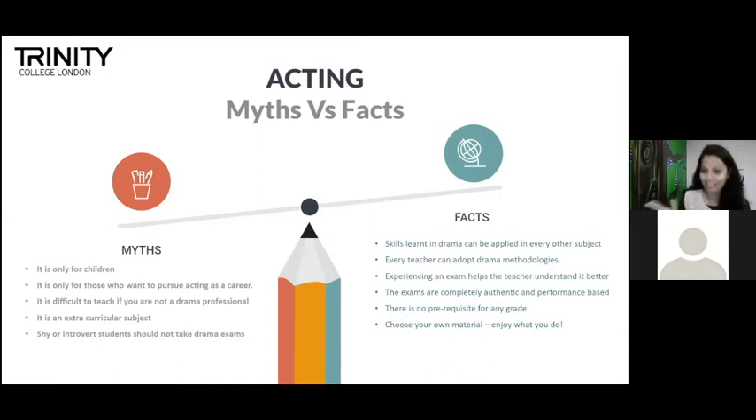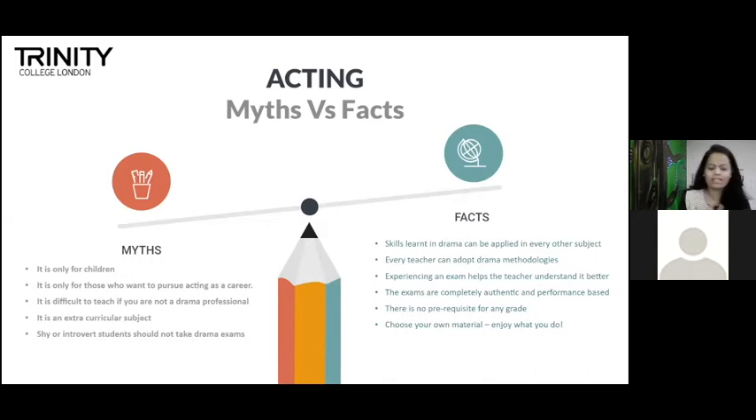It has nothing to do with you being an introvert or an extrovert. It has only to do with the kind of personality you have and what you want to communicate. So yes, those were the myths that all of us know are not true. And let's get into the facts.